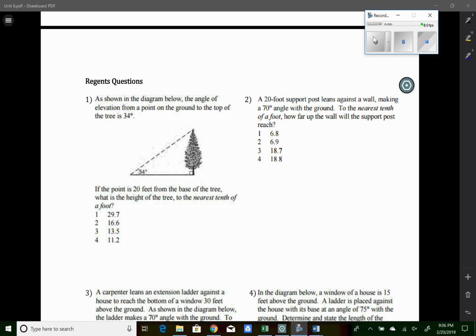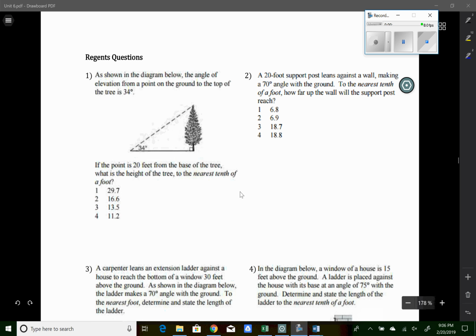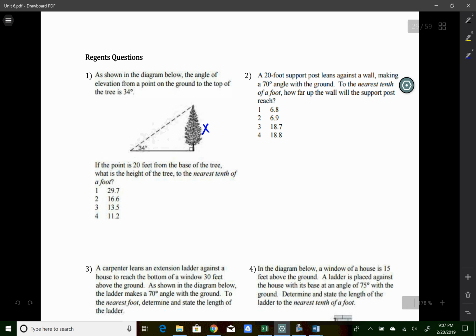For the first Regents question here, we see a tree, we see an angle, and we want to know the height of the tree. Whenever we don't know something in math, we put an X. It does tell us that the distance from the base of the tree to this point on the ground is 20 feet.